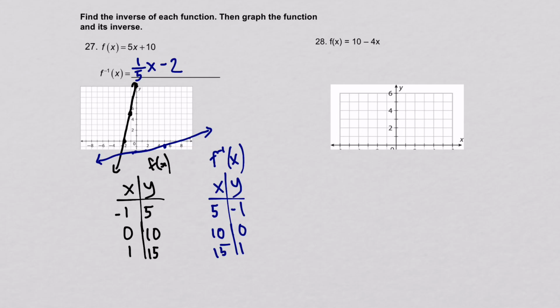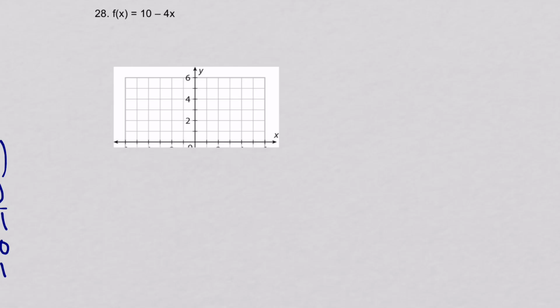To come up with the inverse function, you have to go through the steps that I just did. Okay, so at this point, I want you guys to go ahead and try number 28 on your own. Okay, so try it first. Once you have something that you think is correct, go ahead and watch my solution. I'm going to show you guys a solution right now. So go ahead and pause the video right now and try it.